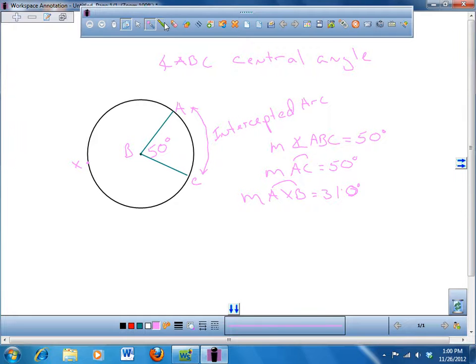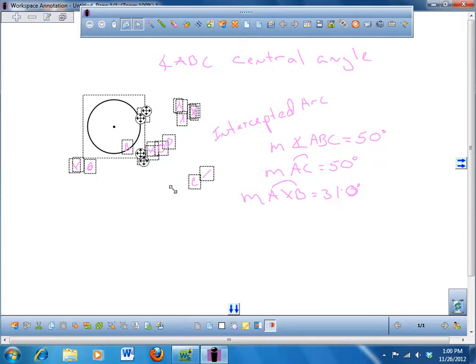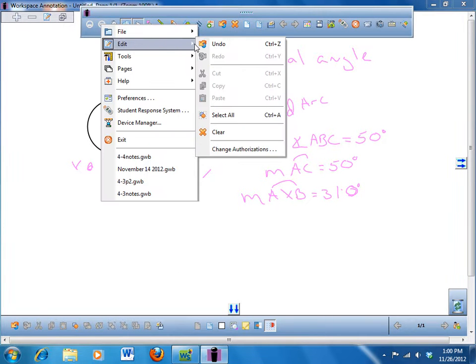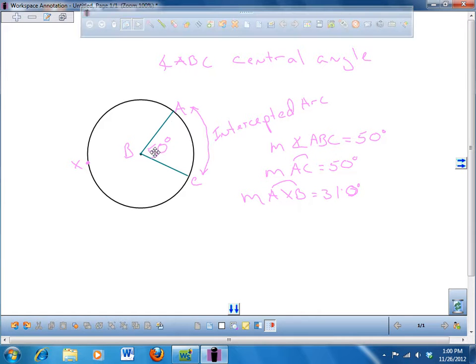So look, I can do this using my high-tech tools. Watch this. Say I were to take this and make it smaller. Oh! Let's undo that. You have to group it all first. Oh, you have to edit, make group. So if I squished everything, it would still be 50 degrees in measure of the arc.